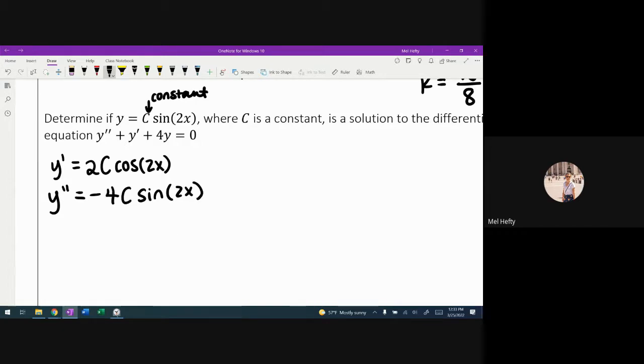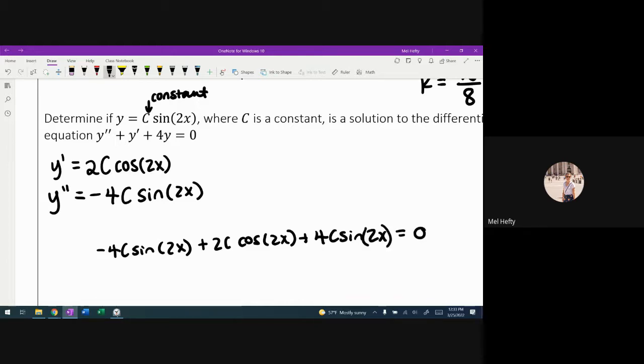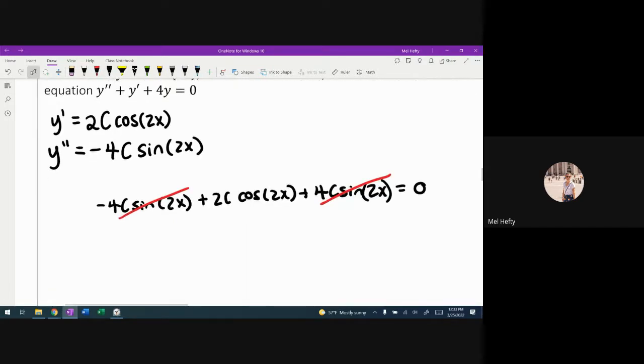All right, so when I plug in, I'm doing y double prime. Oops, that's not what y double prime is. Plus y prime. Plus 4y. So 4c sine of 2x. All right. I had that the first and the last term kind of go away, and I get 2c cosine 2x.